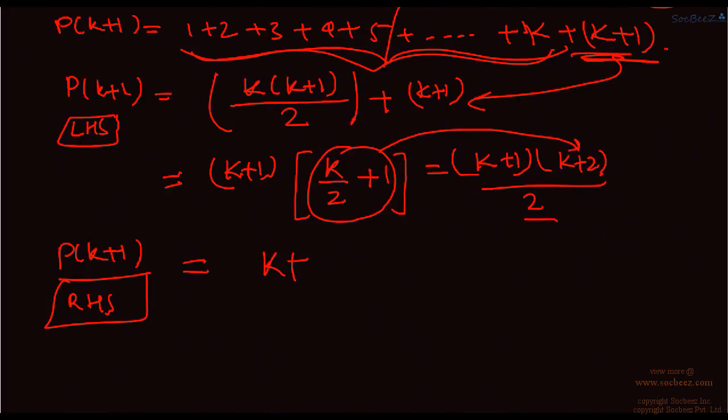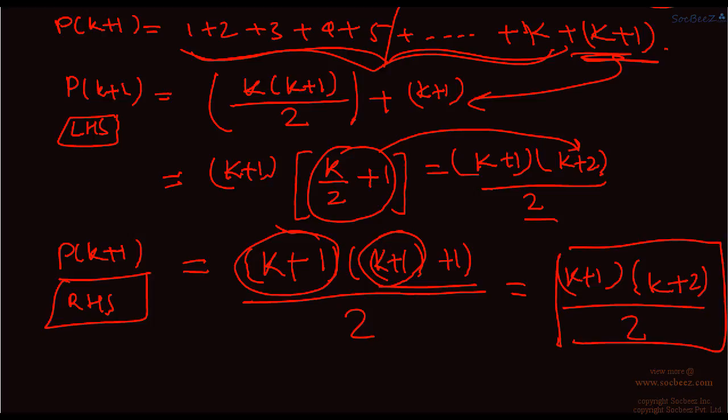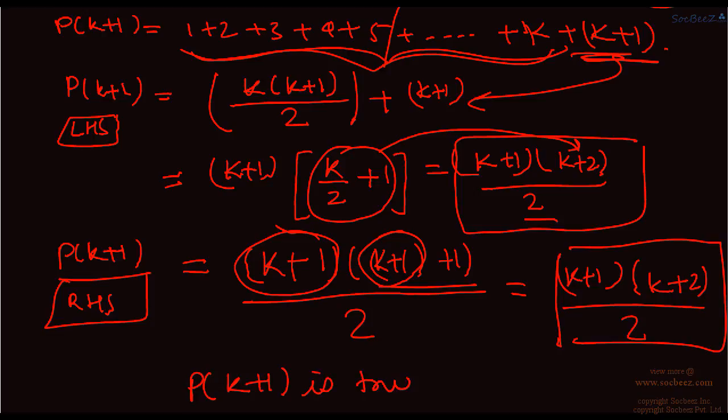instead of n you will put k plus 1, or instead of k you will put k plus 1. So (k+1)(k+1+1)/2. Okay, instead of k we have put the k plus 1 term. So that will give you (k+1)(k+2)/2. This gives that RHS is equal to LHS. So P of k plus 1 is true. Fine. This is true, that means the statement is correct.